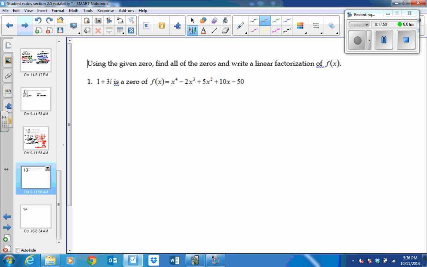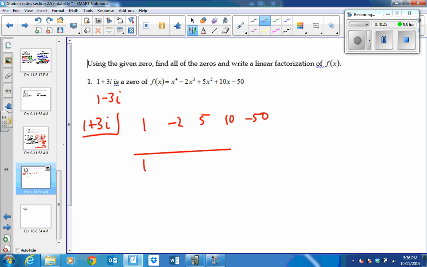Alright, if 1 plus 3i is a 0 of that, then 1 minus 3i is also a 0 of that. And you can actually do synthetic division using complex numbers. So we're going to have 1 plus 3i. And look at how it goes into 1, -2, 5, 10, and -50. So we'll bring down our 1, and then we multiply it times 1 plus 3i, and we just get 1 plus 3i. -2 plus 1 is going to give us -1 plus 3i.